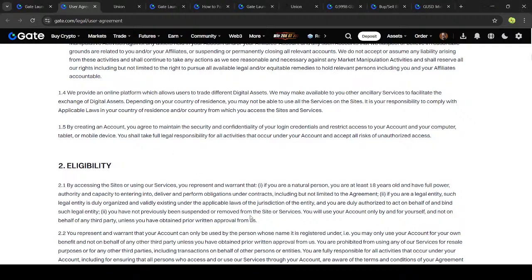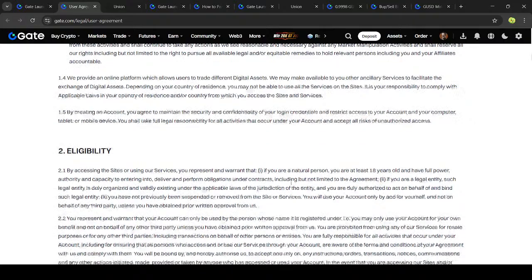So by creating an account, you agree to maintain and secure the confidentiality of your login credentials and restrict access to your account, computer, tablet and mobile device. You shall take full legal responsibility for activities that occur under your account and accept all risks of authorized and unauthorized access, guys.